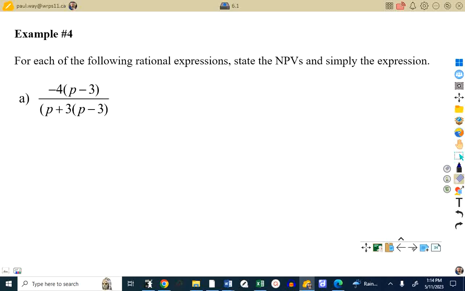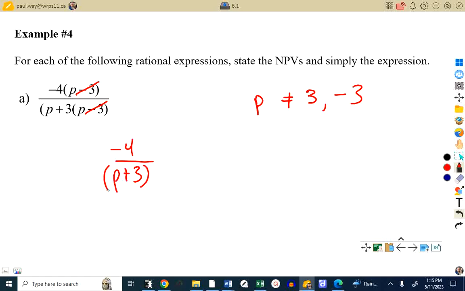All right, final example. This is the most important part. Simplify the following and state the non-permissible values. Let's do the NPVs first. P is not allowed to be 3 and negative 3. Is everybody okay with that? Okay. Can we simplify this at all right now? What do you think, Nate? Yes. What can we do? You can cancel the P minus 3s. Excellent. I can cancel the P minus 3s. So my final answer is negative 4 over P plus 3.